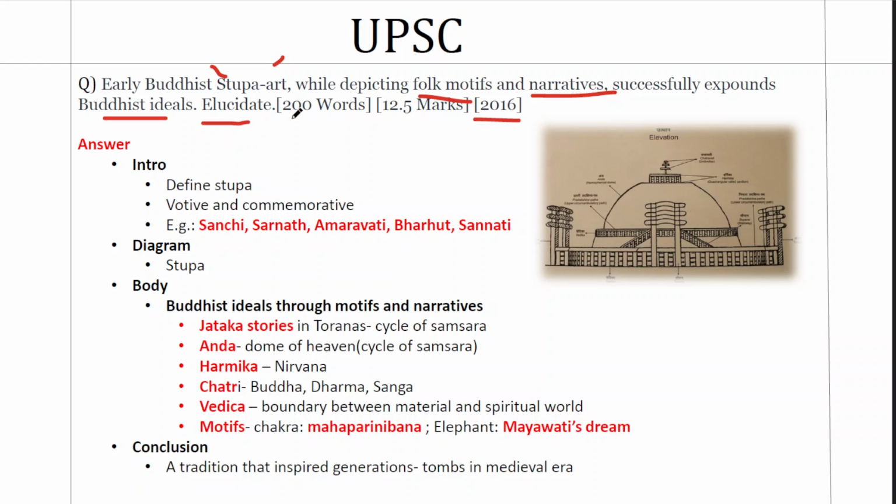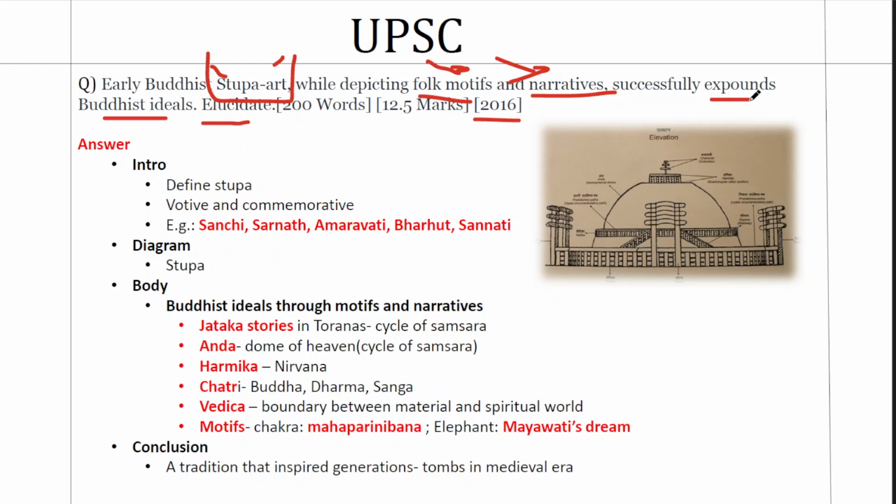A few things you have to understand fundamentally here. First, about stupa, because stupa is a fundamental form of architecture in Buddhist tradition. You have to understand what that is to answer this question. Second, it's about the folk motifs and narratives within the Buddhist tradition. Now, what does it ask? It asks how these folk motifs and narratives expound Buddhist ideals.